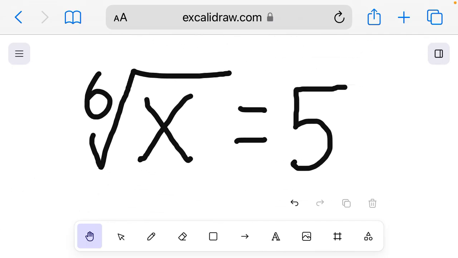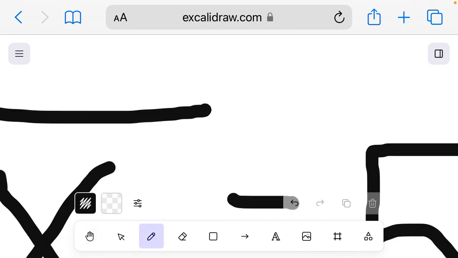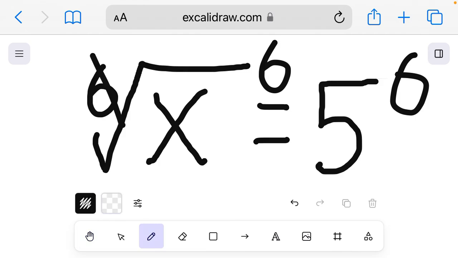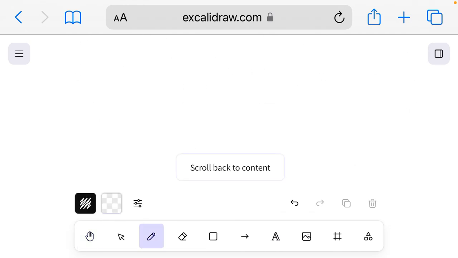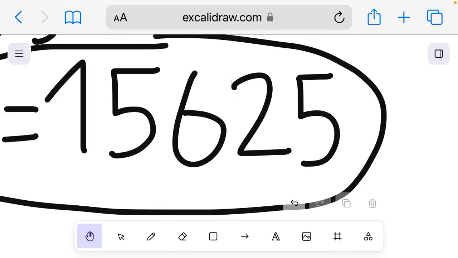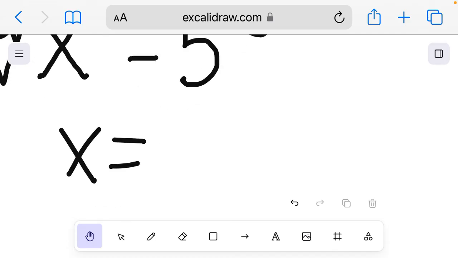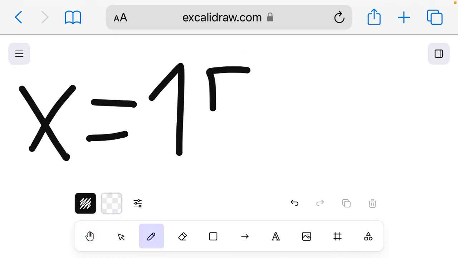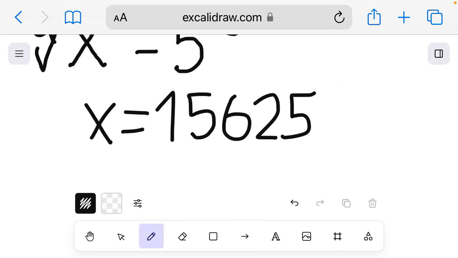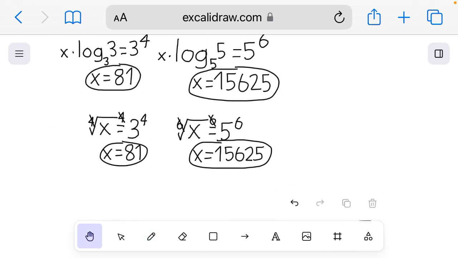We have the 6th root of x equals 5. So in order to do this, you have to take the 6th power on both sides, here and here. The 6's cancel out, leaving x all by itself. And then we have 5 to the 6th power. Well, you have seen it before. 5 to the 6th power is just 15,625. So we write this number here. So yeah, that's the answer. x equals 15,625.